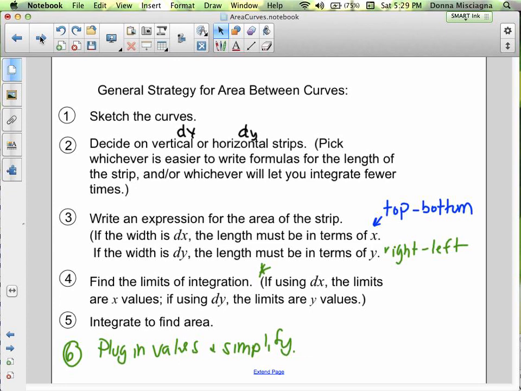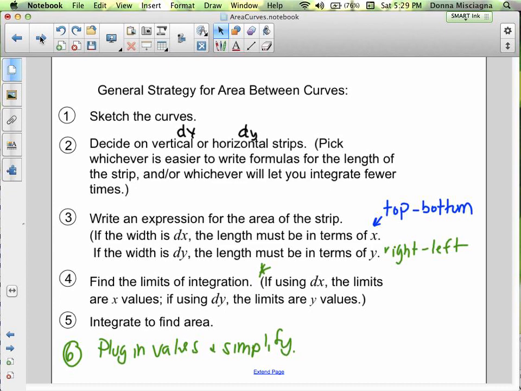And then we're going to write an expression for the area of the strip. If the width is dx, the length must be in terms of x. So it's top minus bottom, and the points of integration are going to be x values. Actually, I had that a little bit below. So it's going to be top minus bottom for dx. It's right minus left for dy, right? So if you're integrating in terms of x, it's top minus bottom. If you're integrating in terms of y, it's right minus left.